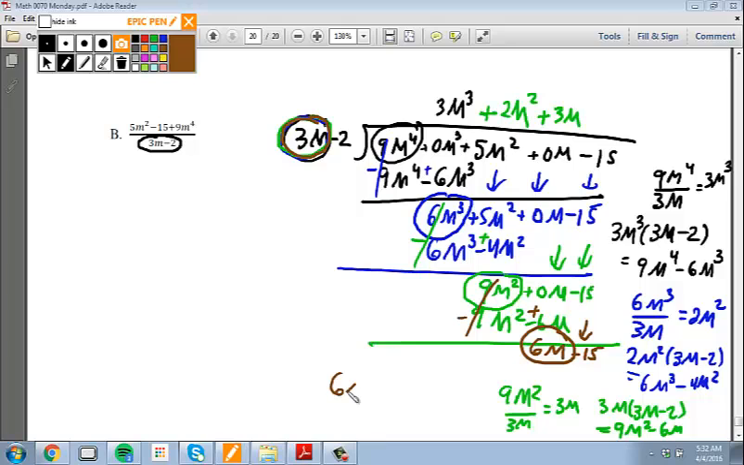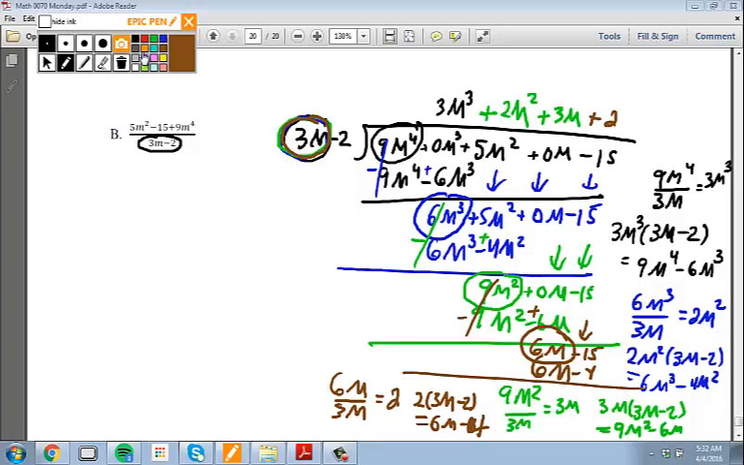Whew. 6m over 3m is 2, so plus 2, and then 2 times the 3m minus 2 is actually my 6m minus 4. And then I change the signs just like I have been. Minus plus, so negative 15 plus 4 is minus 11. So the remainder is 11 out of 3m minus 2. Kaboom! I hope that all of you really enjoyed this. And that is the end of section 4.6.